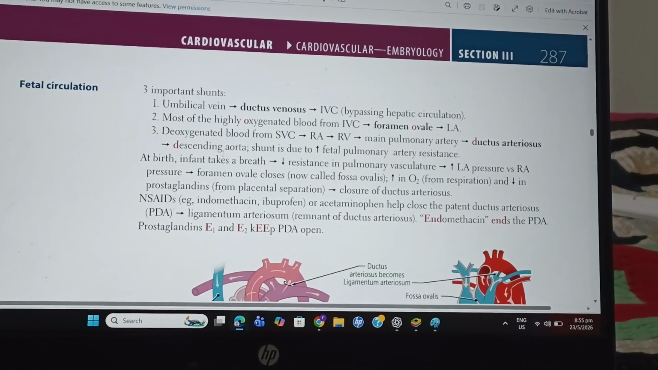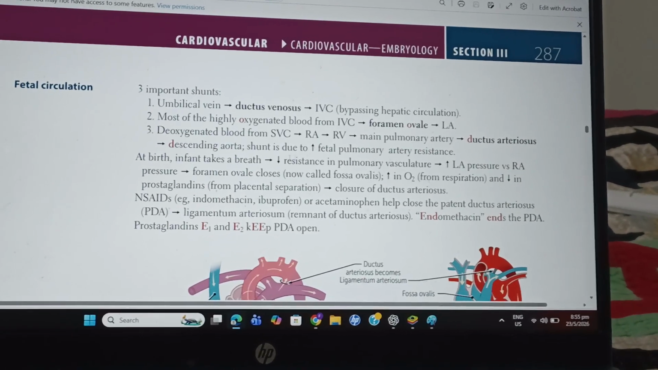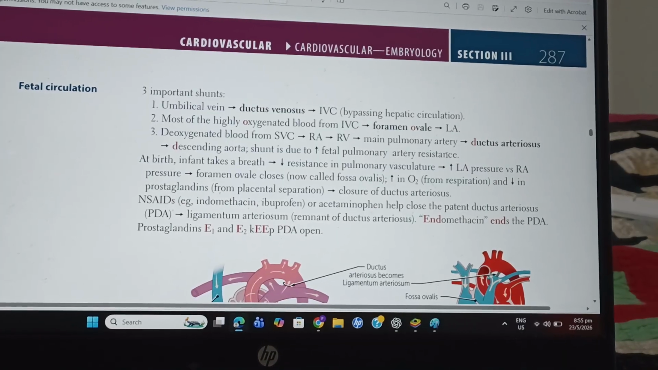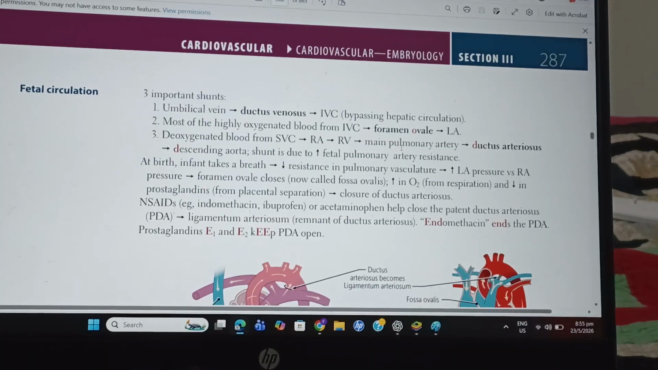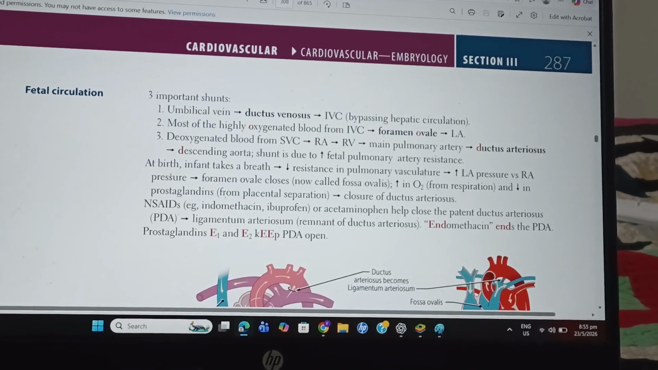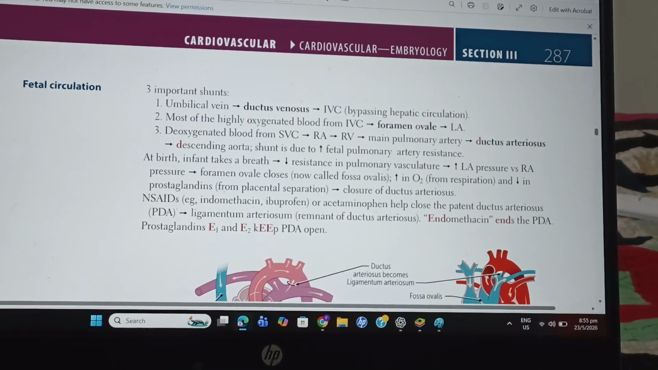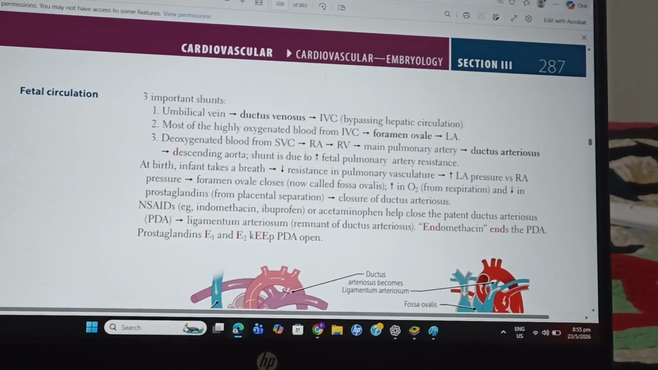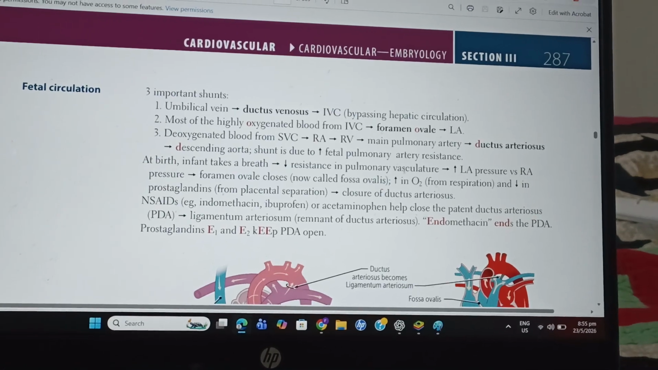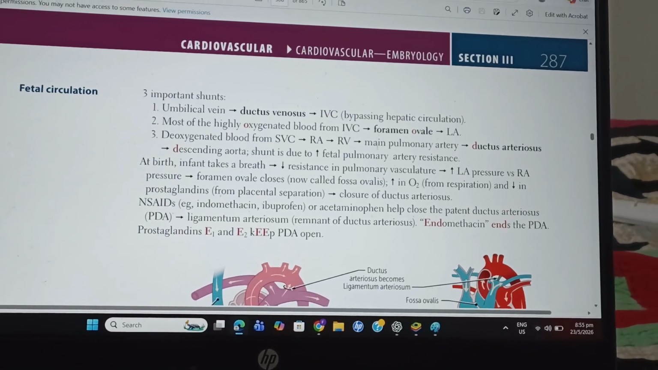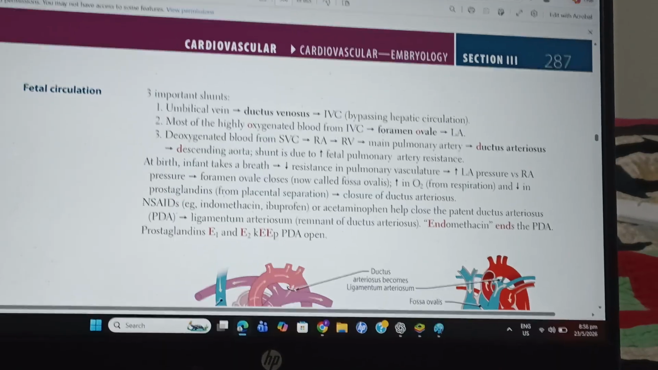So this connection will be very easy, because pulmonary artery resistance is very high. That's why the blood in this pulmonary artery will not go to the lungs. So at birth, when the baby cries, it takes a breath. So the resistance of the pulmonary artery decreases. It means that now the lungs are active.